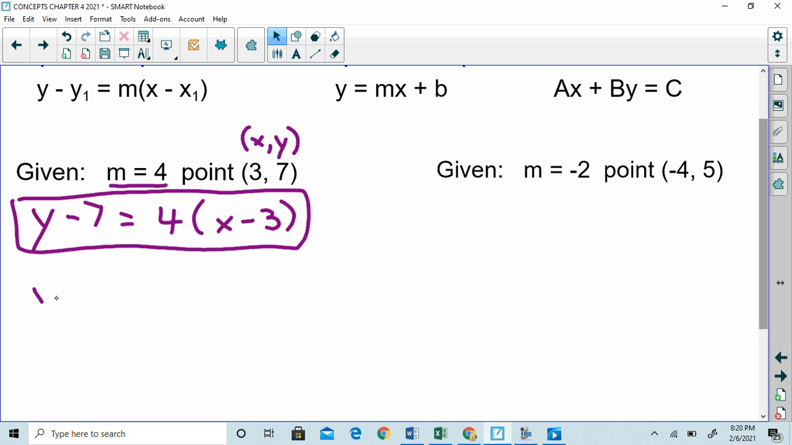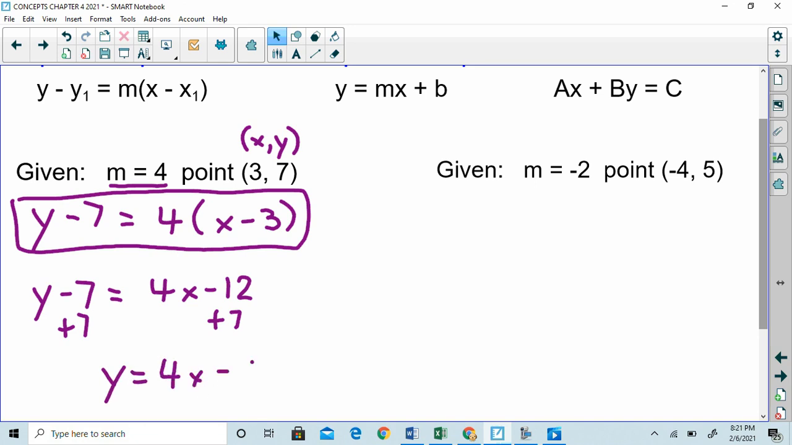How would I do that? I would take this equation and I'd start by distributing. Now you only do this if you're asked to do this. If you're not, you're just done with point slope with that first box there. I have to isolate y by adding 7, and now I have y is equal to 4x minus 5. This is now slope intercept form.